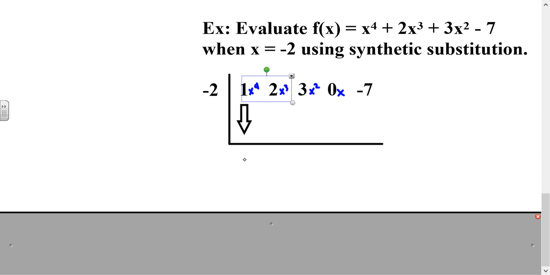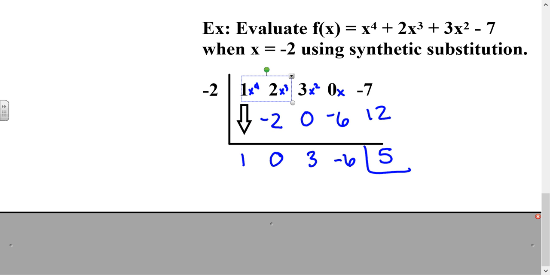So you bring down the first number, so we have a 1. And then we take 1 times negative 2 would be negative 2. And then we add. Negative 2 plus 2 is 0. And then 0 times negative 2 would be 0. And then we add, so we get 3. 3 times negative 2 would be negative 6. And then we add. So 0 plus negative 6 is negative 6. And then negative 6 times negative 2 would be positive 12. And then we add, so we get 5. So you should get 5 when you plug it in.